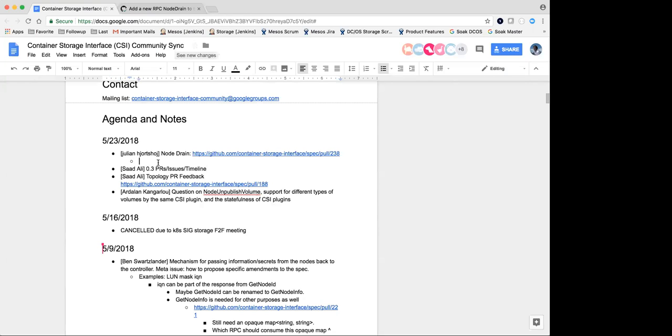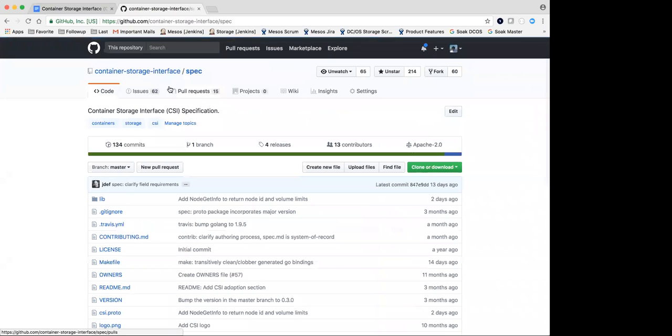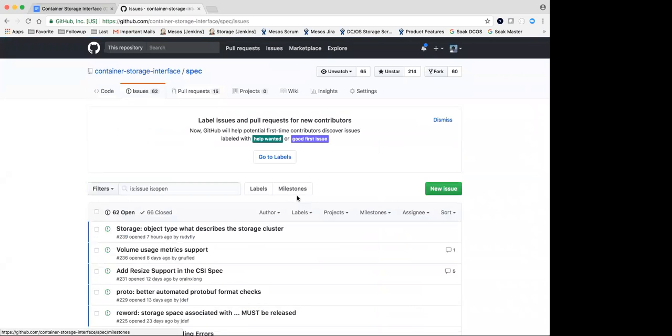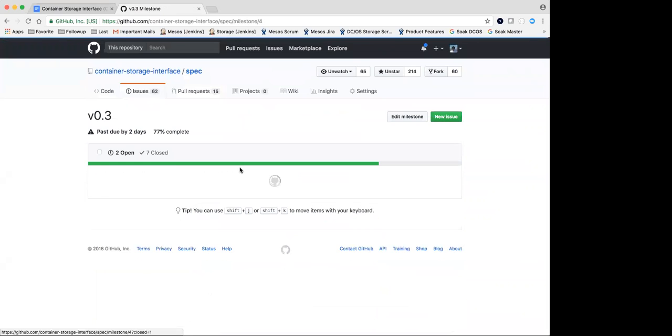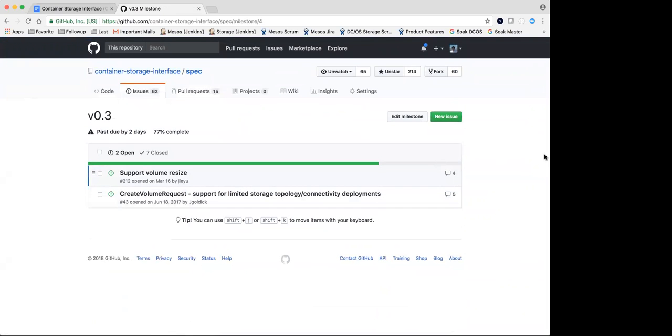Yeah, so I wanted to talk about when we're going to cut 0.3, what PRs are remaining, what issues are currently open. So I believe from the issue perspective, there's 2 issues that are still open. One is for topology and the other is for volume resize. The topology one, I am in the process of rebasing it. We can, if we have some time at the end of this call, see if there's any open issues that folks would like to discuss on that.